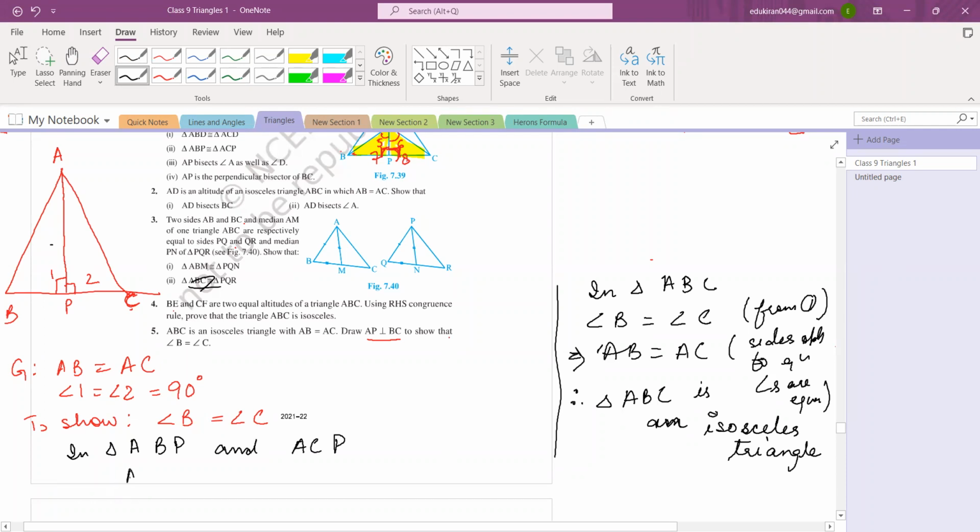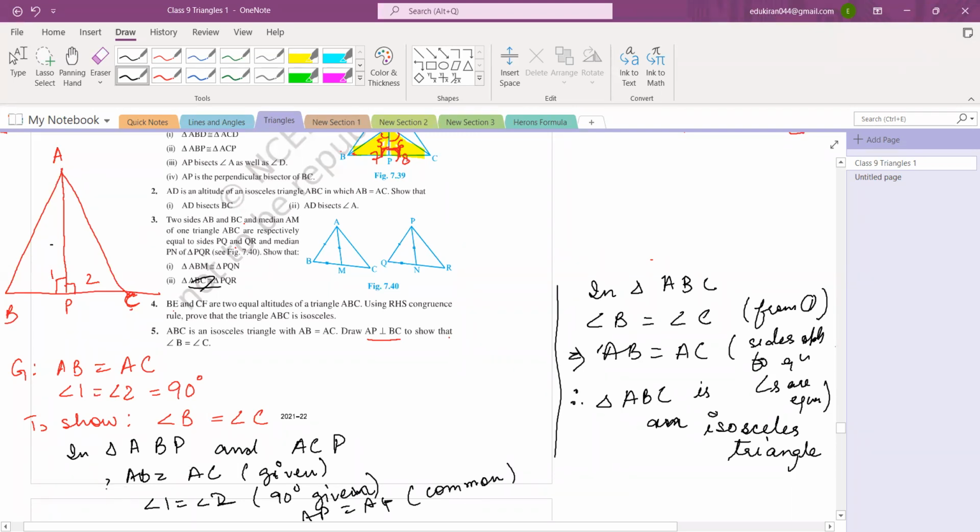AB is equal to AC. Very good. It is given. Mridula, now you tell me. Ma'am, angle 1 is equal to angle 2. Yes. Now, Hamna, you got the toughest one. Tell me. You got the simplest one, Hamna. Tell me. Ma'am, AP is common. Yes, very good. AP is equal to AP, which is common. Which criteria does it become?